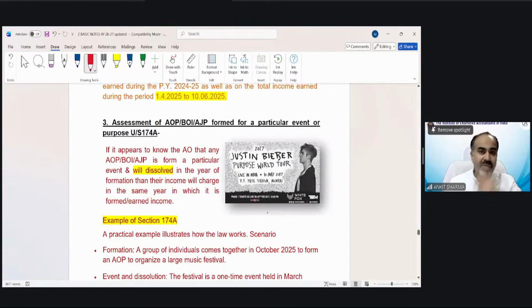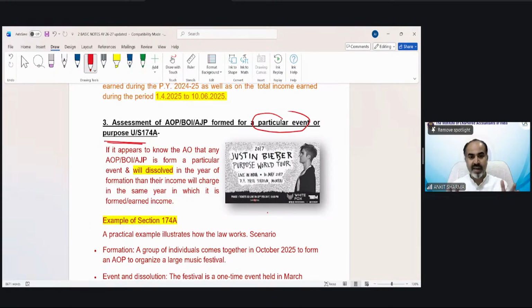Now, assessment of AOP, BOI, AJP formed for a particular event or purpose. If any AOP, BOI, AJP has been formed only for a particular purpose, suppose a foreign singer or performer is coming into India for any performance or event, and after that event, that AOP, BOI, etc. is going to be dissolved and they will go out of India again. In that situation, the government will not be able to collect the tax.